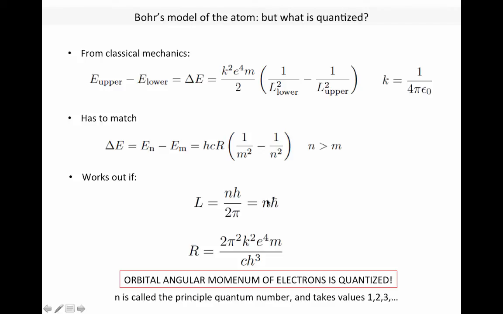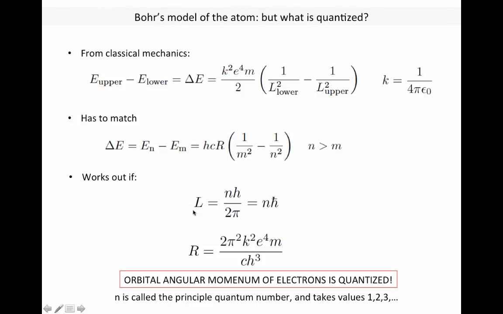The integer here, n, is called the principal quantum number, and it takes values 1, 2, 3, and so on. So it labels the orbit that the electron is in. And this is our first example of a quantum number, a number that labels the value of a certain quantity that is quantized.